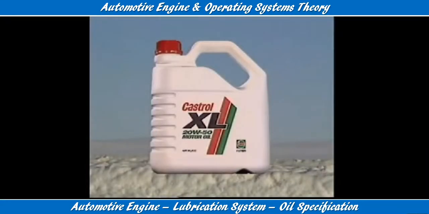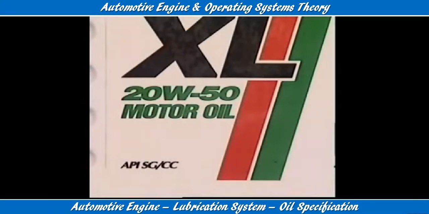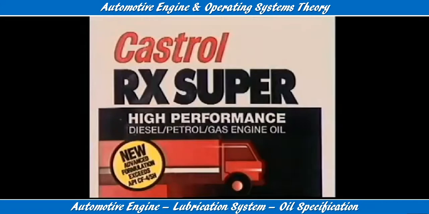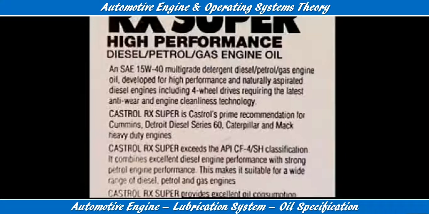Oil is also classified by the American Petroleum Institute, or API, service classification. Oils for spark ignition engines carry a prefix S, and diesel or compression ignition engines use C. Some oils have additives that make them suitable for both. Manufacturers recommend which viscosity and API classification is ideal for a particular engine.